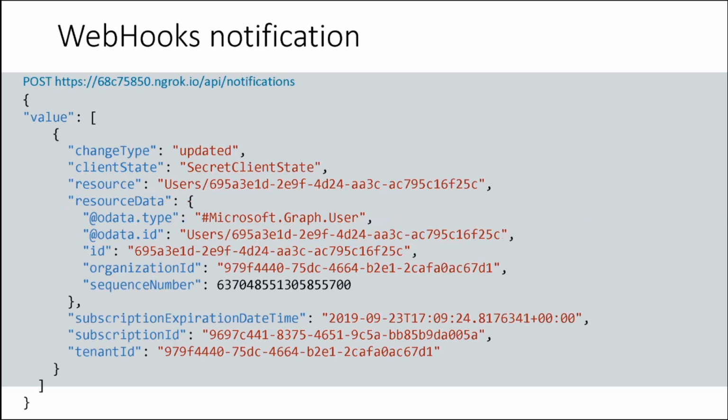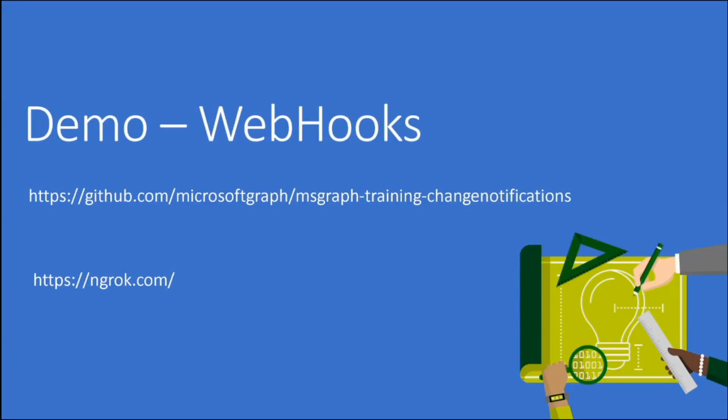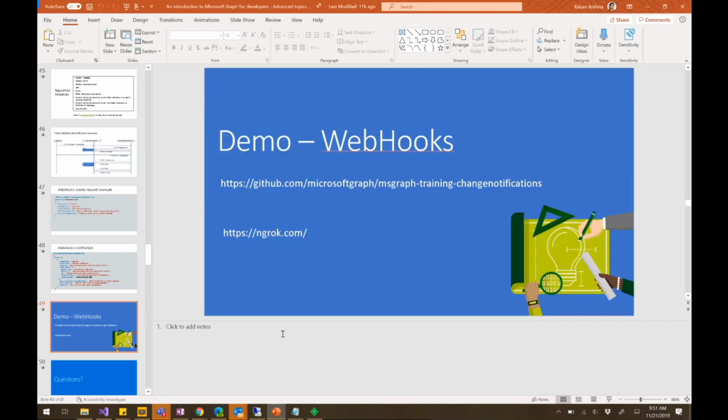You will get a notification like this once your subscription is created. Again, lots of data to process here, but essentially what you're looking for is the subscription ID, because there is an API to check with Graph if you have a valid subscription ID or not. After this, I'm going to spend the next 5 to 10 minutes doing a demo of webhooks. This is the sample that I would be using, and I will be running ngrok to set up my listener endpoint. So I will take questions after that.